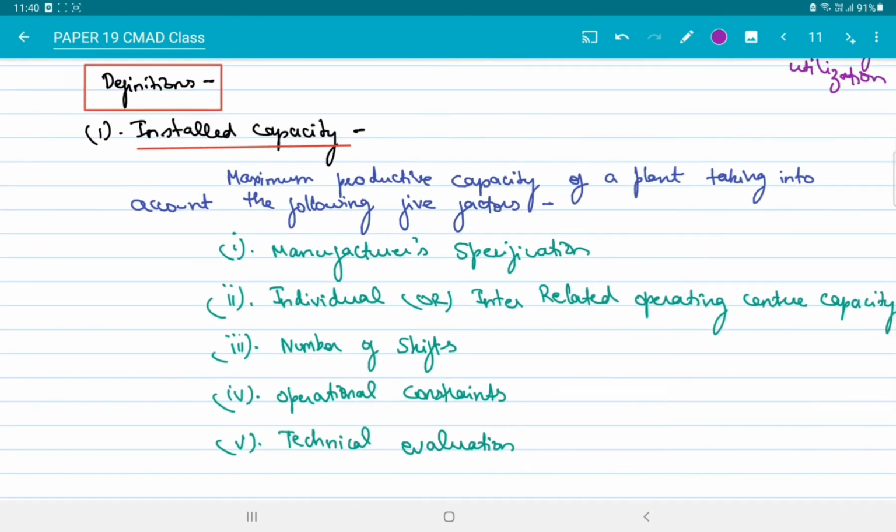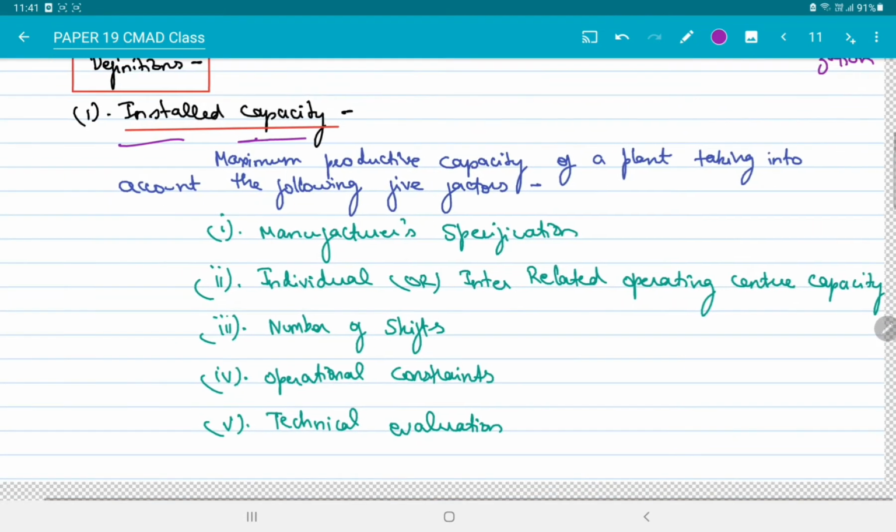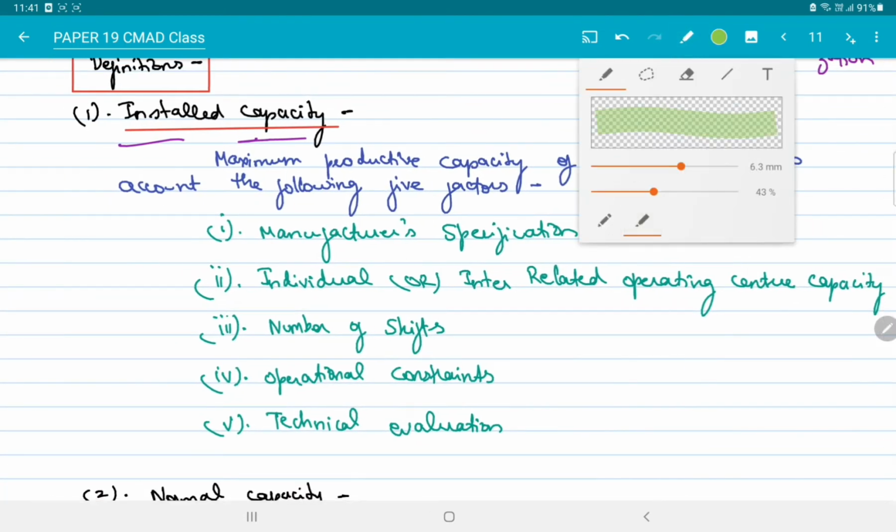Now, we saw the 5 capacities. Next we will see how to compute those 5 capacities after considering some external factors, internal factors, and other things. We are going to compute the 5 capacities, starting with installed capacity.